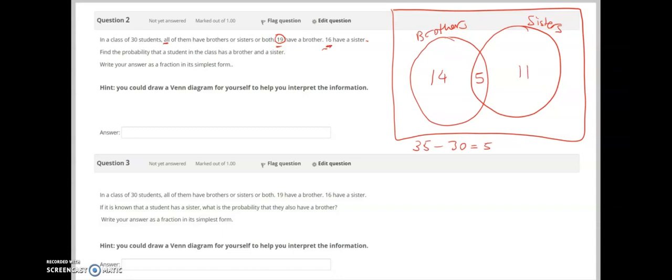So the question was to write the answer as a fraction in its simplest form, but it was about finding the probability that a student in the class has a brother and a sister, which is this 5 in here. So that's 5 out of the total number of students, which is 30. So 5 over 30, which can be simplified. So dividing this by 5 gives us 1/6.